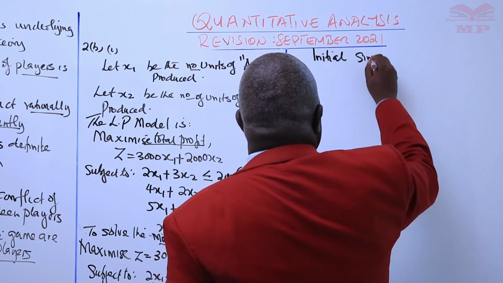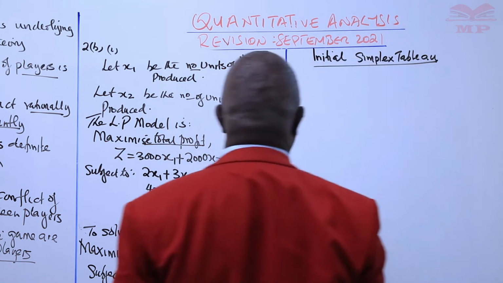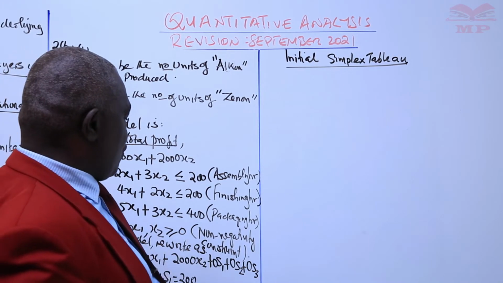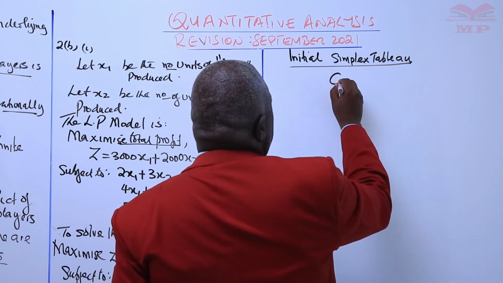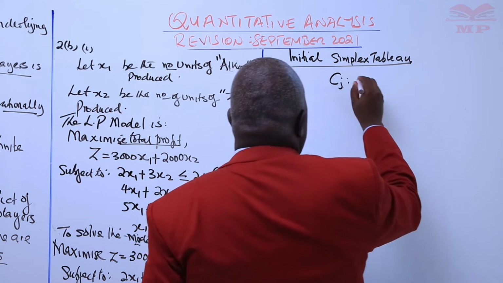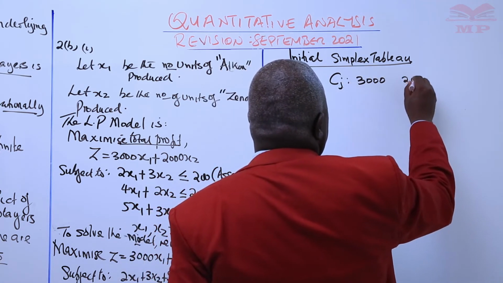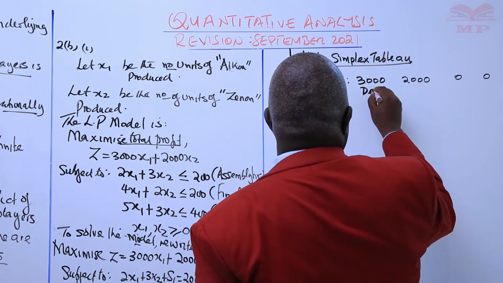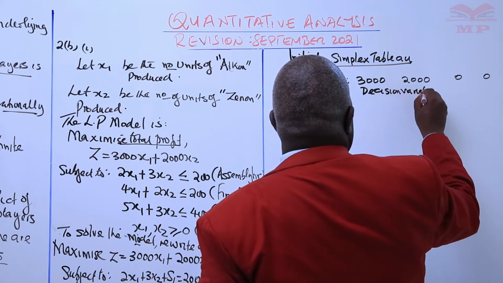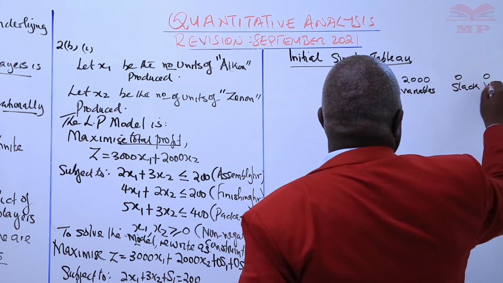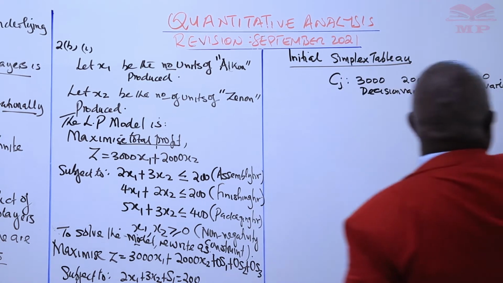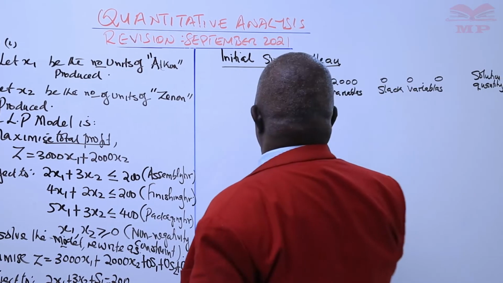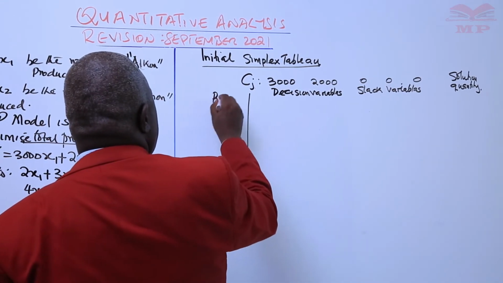So we have this. This is what I'll be having. I have this 3000, 2000, and these are what we call coefficients of the objective function. We always represent them by Cj and write with adequate spacing. There are 3 variables there. I will have what we call decision variables, then slack variables. And at the far end, I will have the solution quantity. Here, I will also have what I call basic variables.